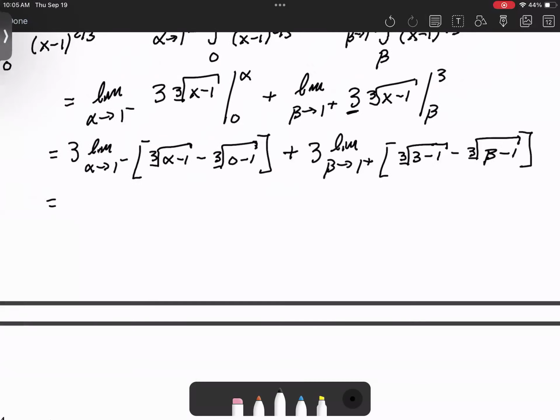Okay, so if I send alpha to 1 from the left-hand side, then alpha minus 1 becomes 0, and the cube root of 0 is 0. This term is a constant, so it's not involved in the limit. 0 minus 1 is minus 1. Cube root of minus 1 is minus 1. So here we have 3 times (0 minus (minus 1)).